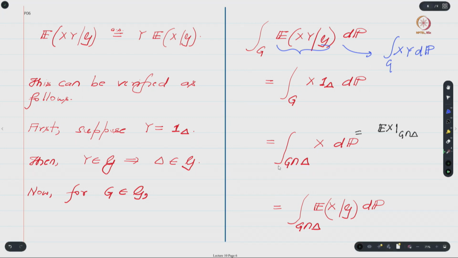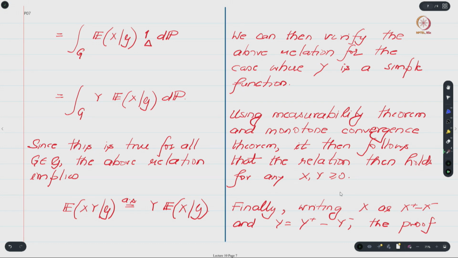Now since G intersection delta also belongs to calligraphic G, this integral that we have will actually equal this integral from the definition of the conditional expectation of x given G. Is this okay? This just follows from the fact that if you have a conditional expectation, then this integral must equal this integral for every set in calligraphic G, and since we have shown that G intersection delta belongs to calligraphic G, these two things must indeed be the same, right.